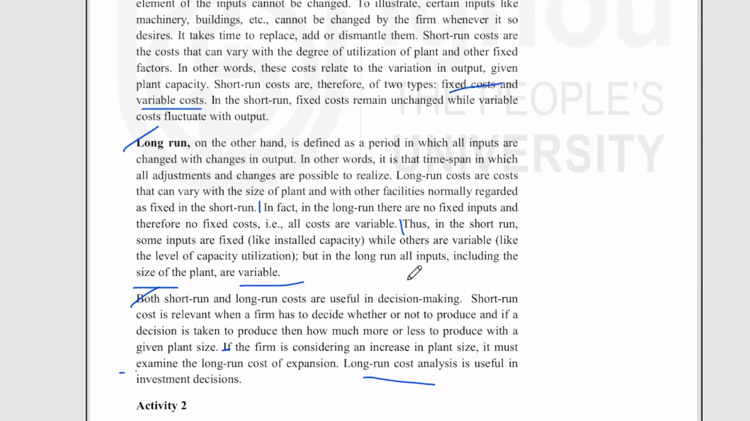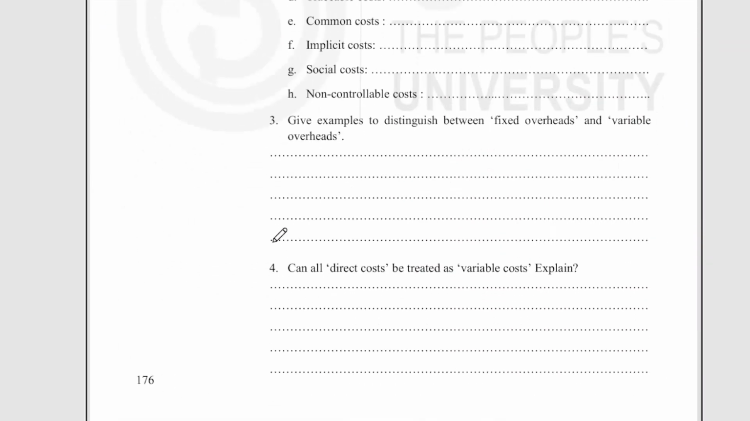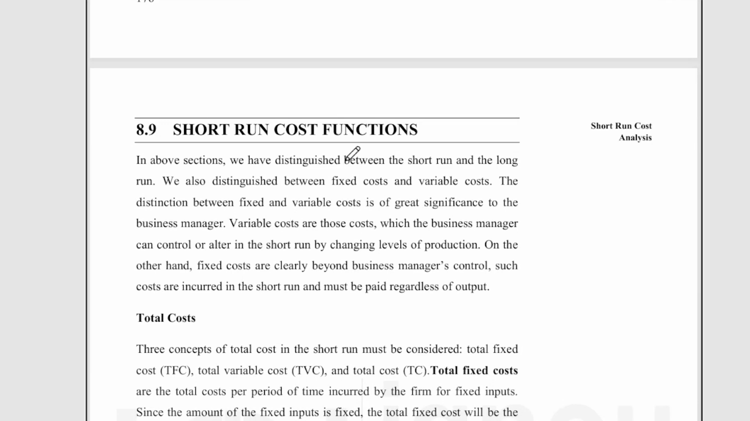The activity is based on this unit and subsection, so please refer to it and try to do it. In between, if you have any doubts, you can contact us anytime.